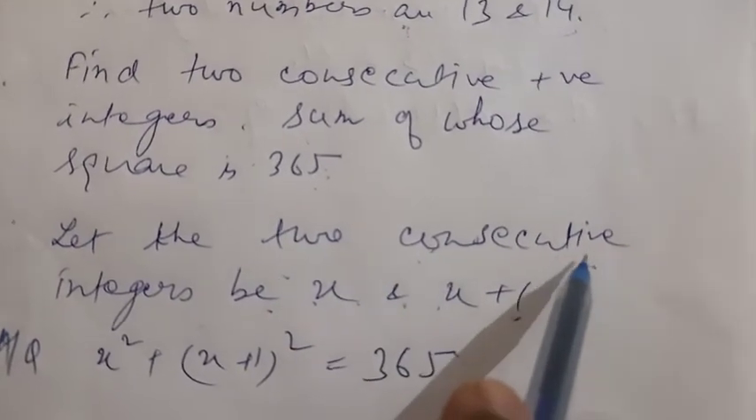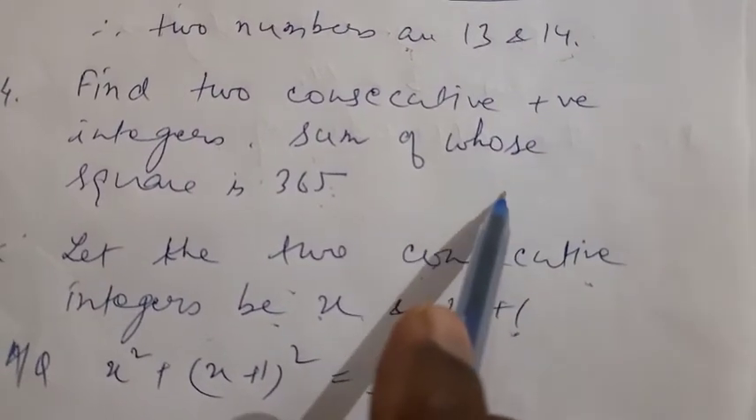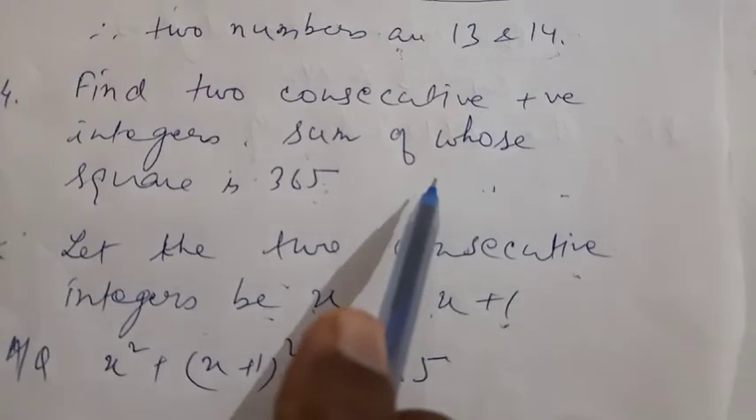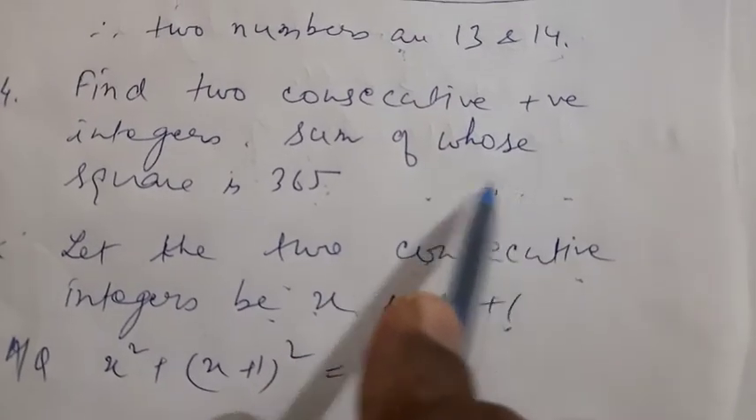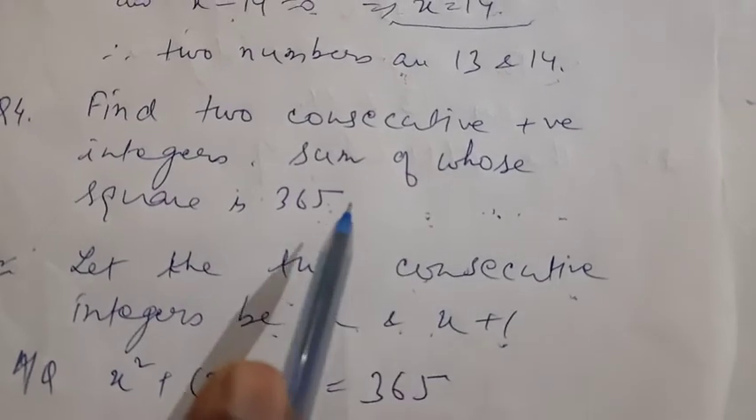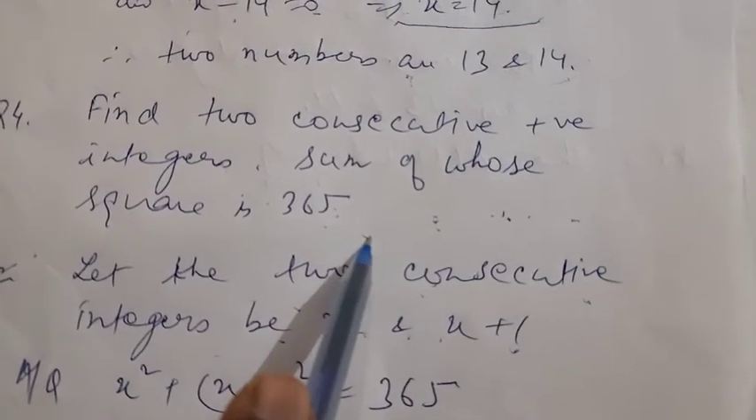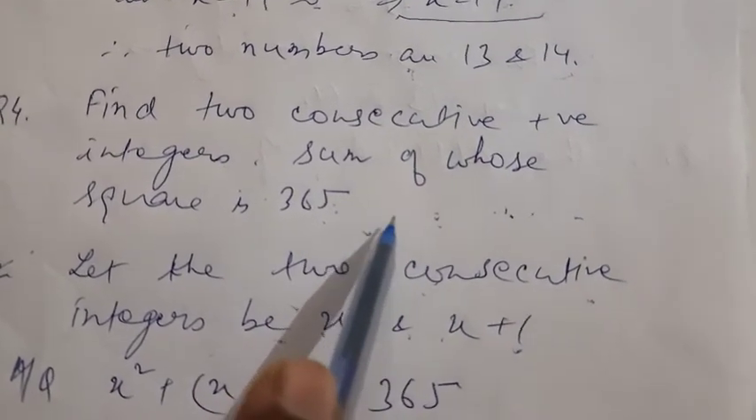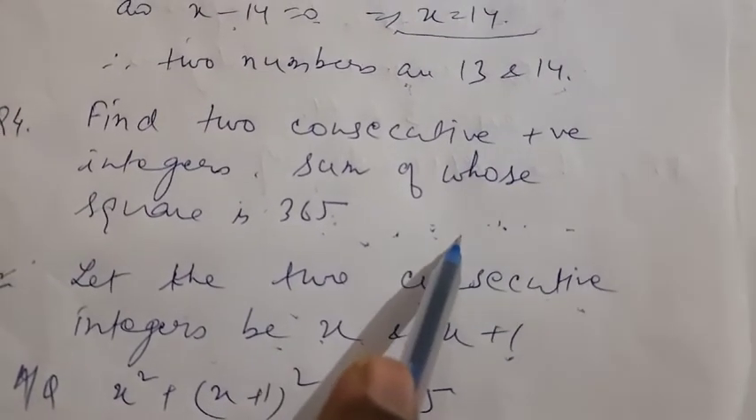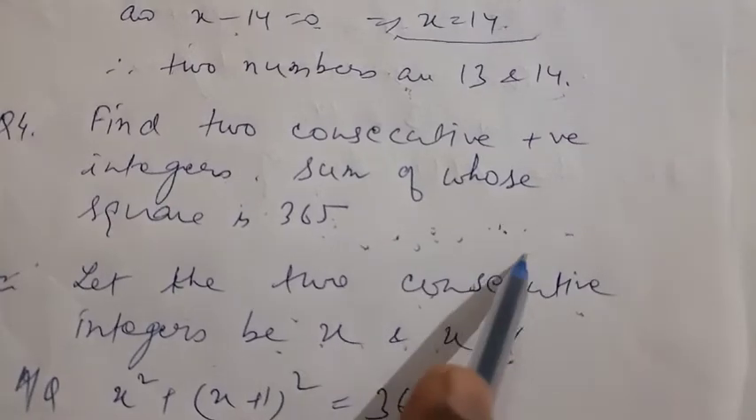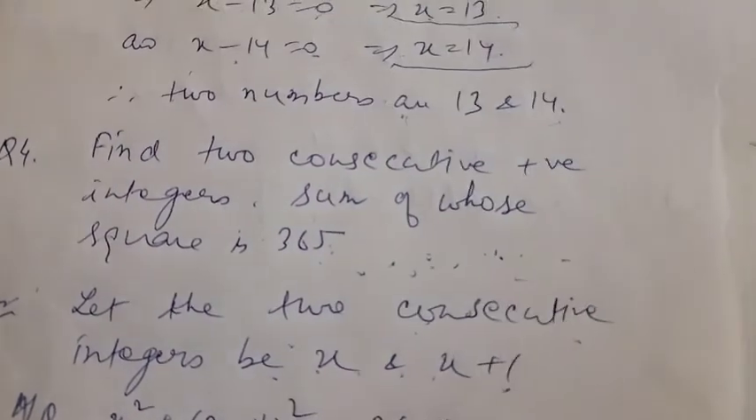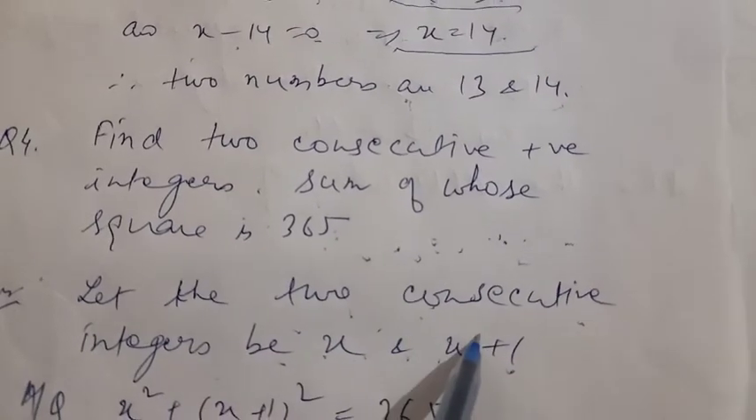Consecutive means regular integers. Suppose the first integer is 9, then the second is 10. If the first integer is 3, then the second is 4. So how have we obtained these consecutive integers? By adding 1 to the previous integer. It means that any integer and its successor will be considered as the two consecutive integers. So we have taken over here two consecutive integers, x and x plus 1.